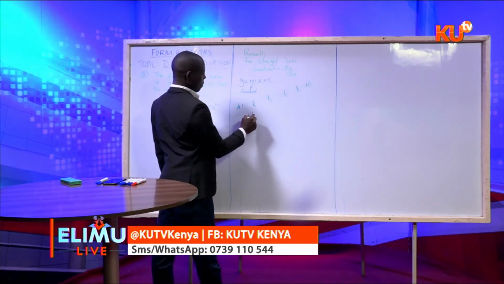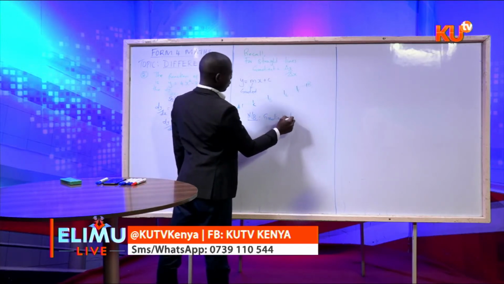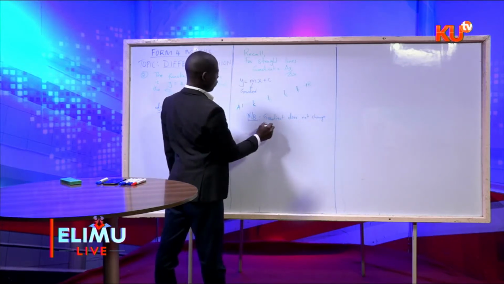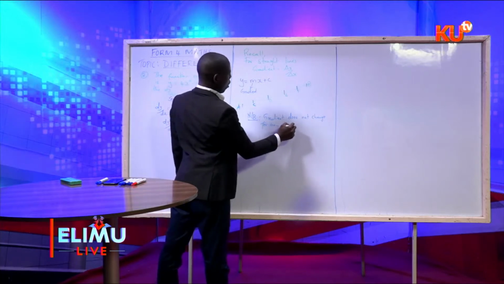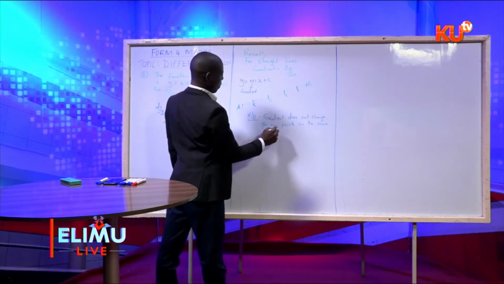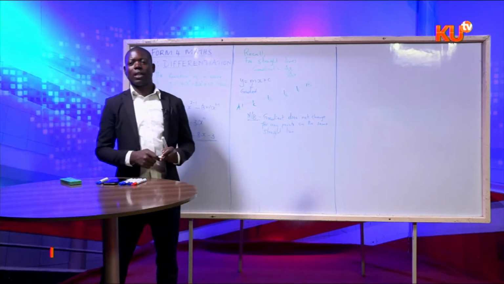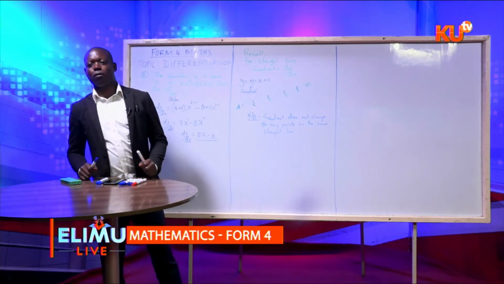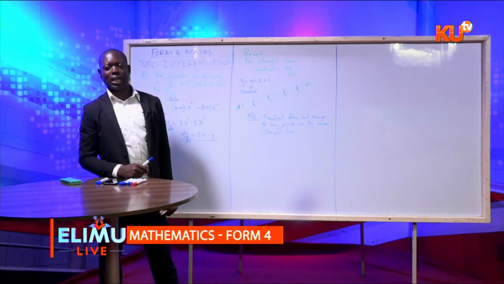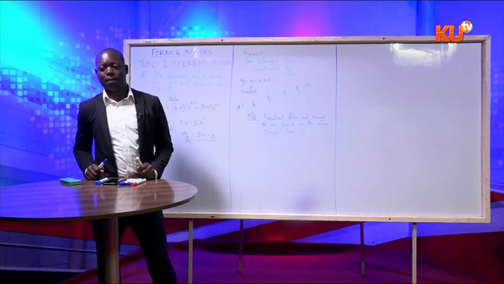So what we ought to remember and take note of is that gradient does not change for any points on the same straight line. So that is what is covered in Form 2, the determination of gradients of lines, of points on the same straight lines. And it is important to remember that the gradient will remain the same.